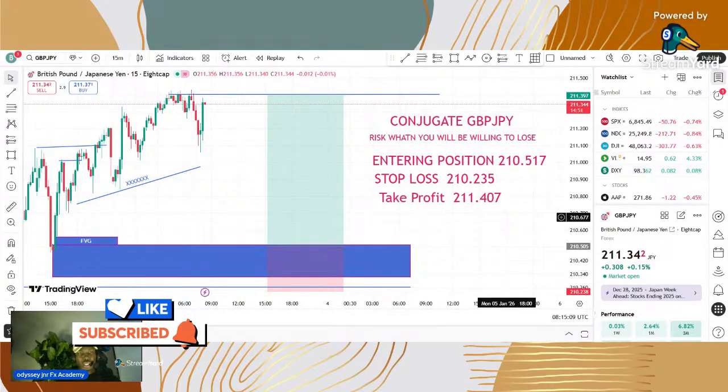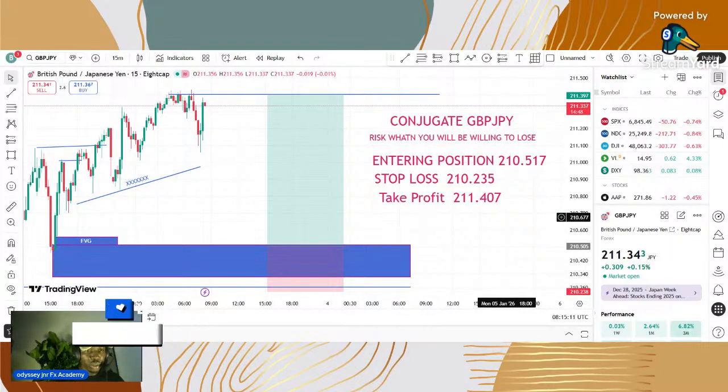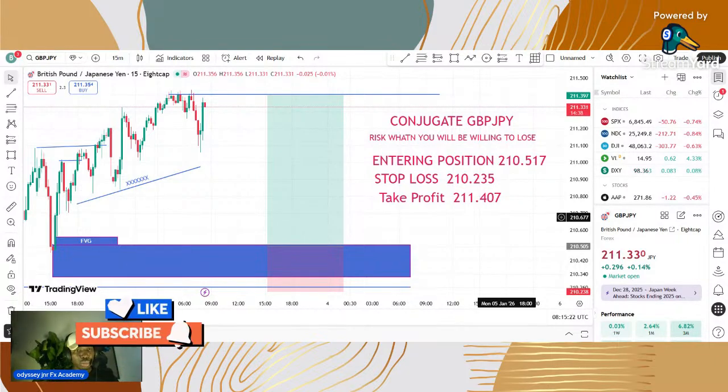So please don't enter this trade until price reaches the place that you wanted to enter. If it's not here, we are not entering. So let's have that discipline and that psychology in order for us to make the most of our markets.